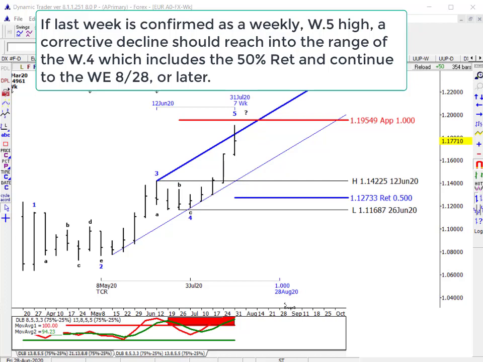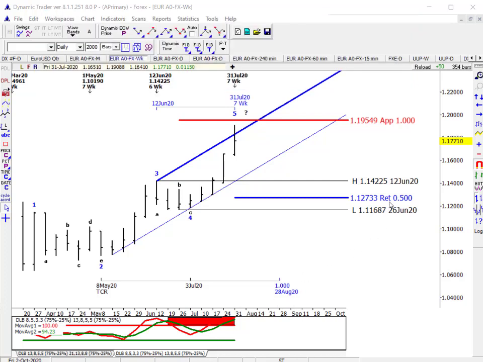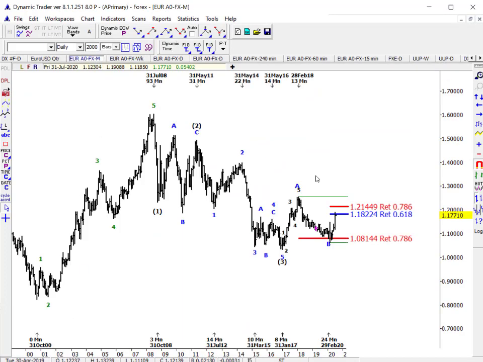That'd be our minimum, and more than likely we would eventually reach about the 50% retracement. Let's take a quick look at the long term of the euro.